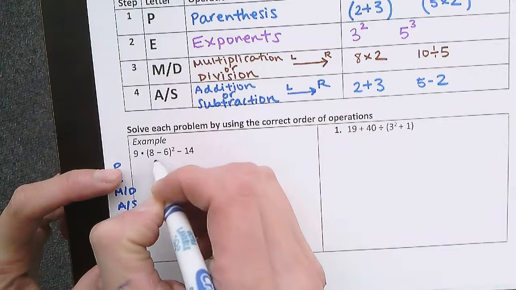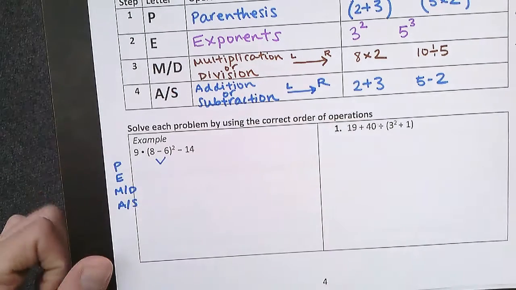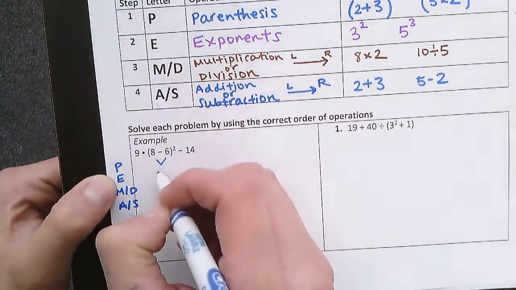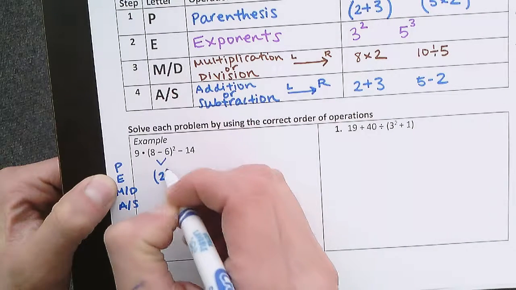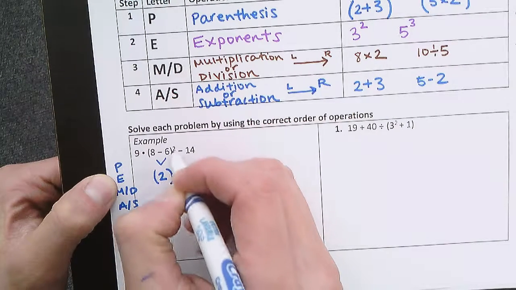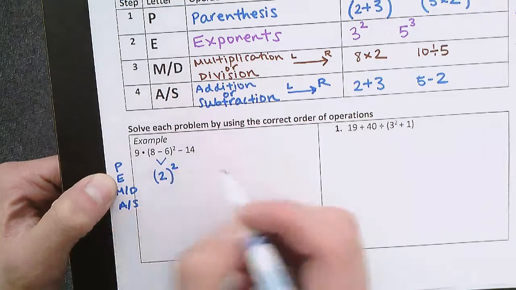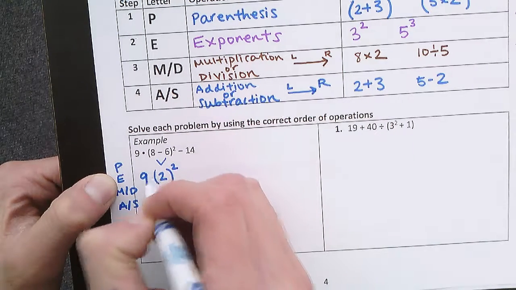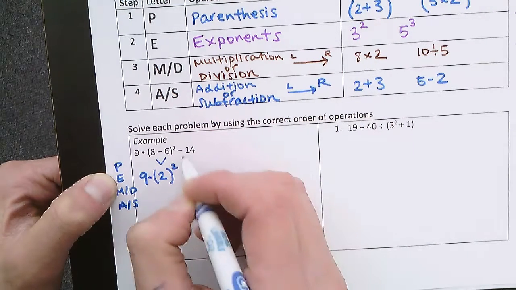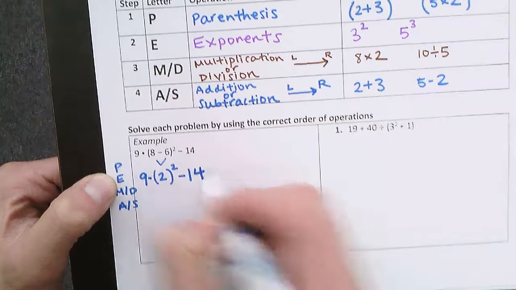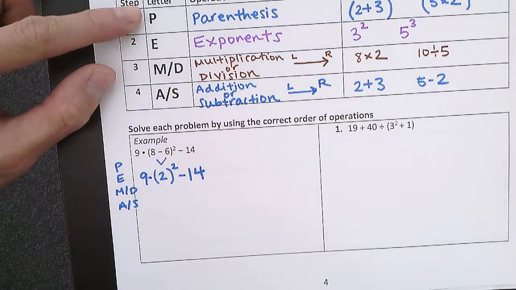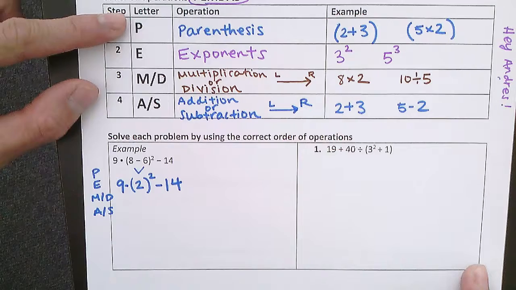So in the parentheses, 8 minus 6 is 2. So now we completed what was inside the parentheses. 2 to the second power, or squared. And we still have 9 times 2 squared, and then the minus 14 is still there also. Okay, we did the parentheses first.